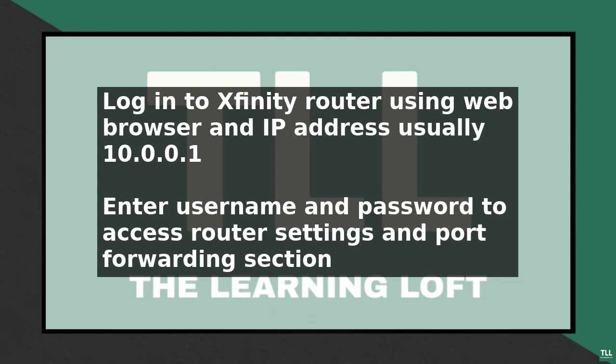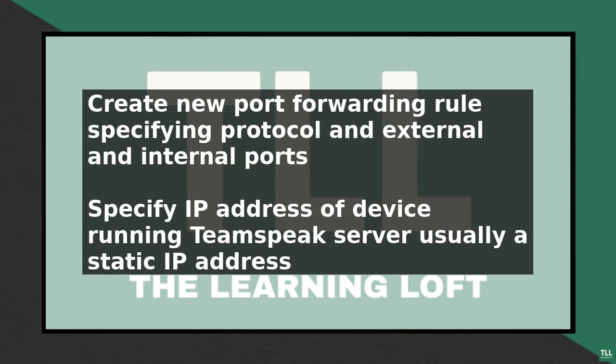You will need to specify the protocol, which is usually UDP for Teamspeak, and the external and internal ports. For Teamspeak, the default port is 9987, but you can use any available port. In the rule, enter the IP address of the device running your Teamspeak server. This is usually a static IP address assigned to the device on your network. If you do not have a static IP address, you may need to set one up in your router's settings.